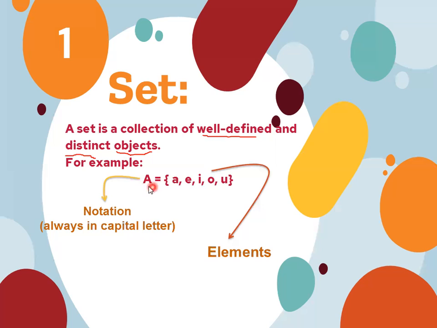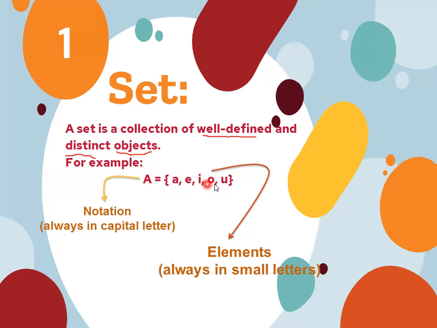Now this A basically represents your set A, and this set A is equal to {A, E, I, O, U}, in which A, E, I, O, U are the elements of the set, and they are always in small letters. Now which set is this? This set is basically the set of vowels. So how will you write down the set of vowels? You will first write down the notation, which is always in capital, so set A is equal to curly bracket A, E, I, O, U.